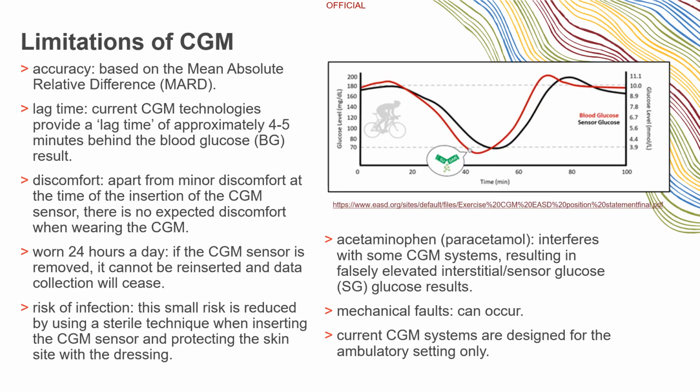There are limitations to the current CGM systems. They include various accuracies depending on the system that is chosen, and lag time. Current CGM technologies provide a lag time of approximately 4 to 5 minutes behind a blood glucose result. The image illustrates the potential lag time between blood glucose and sensor glucose. There is greater difference when the blood glucose level is changing more rapidly, such as when a blood glucose level is falling, interstitial glucose may be higher, or when the blood glucose level is rising, interstitial glucose may be lower.